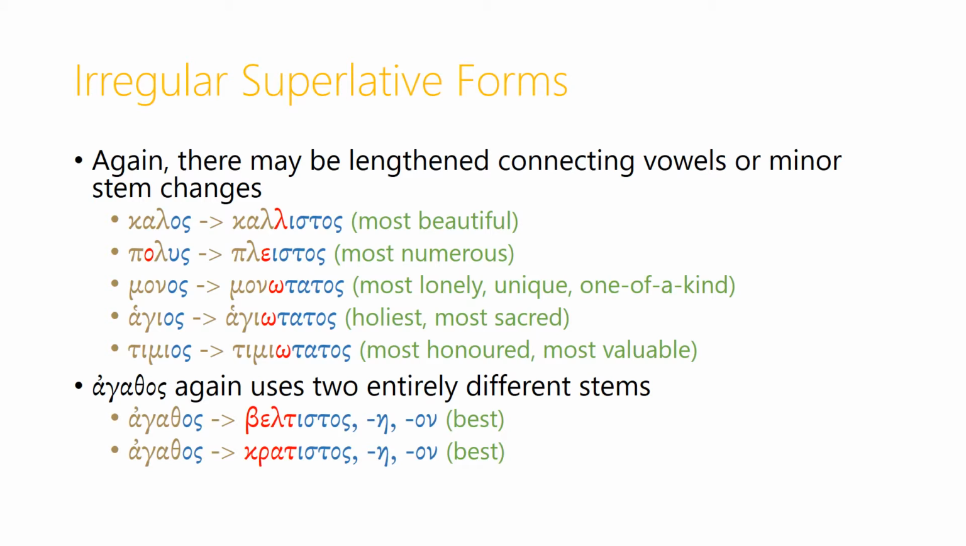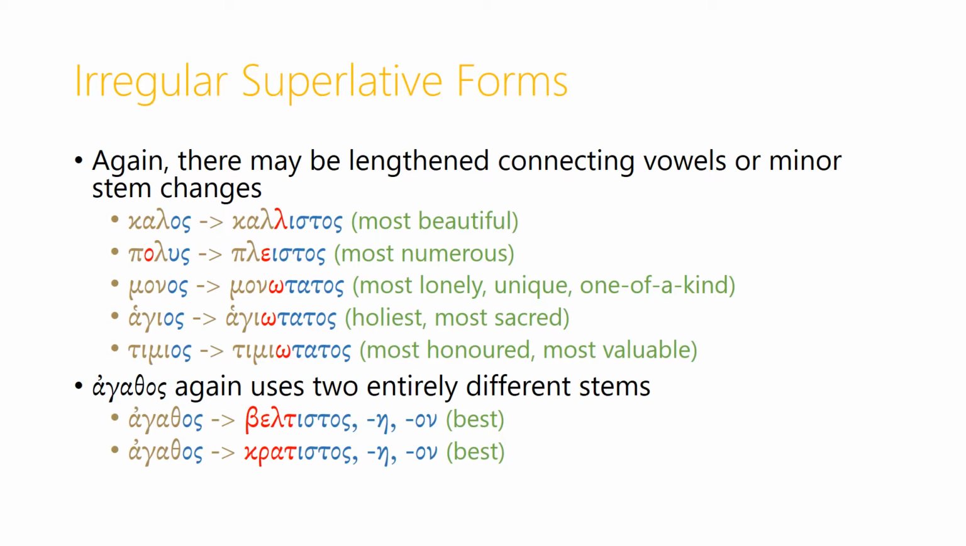Monos becomes monotatos, again the connecting vowel lengthening to an omega. Hagios becomes hagiotatos, holiest or most sacred. And timios becomes timiotatos, most honored, most valuable.